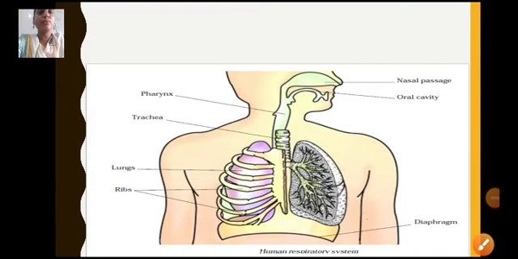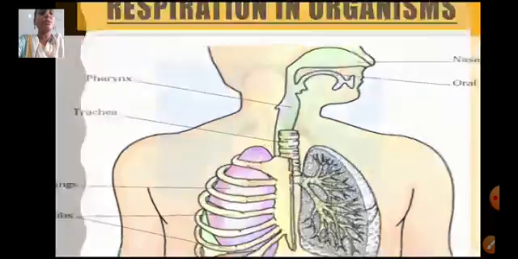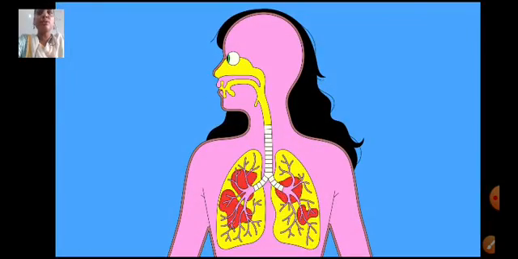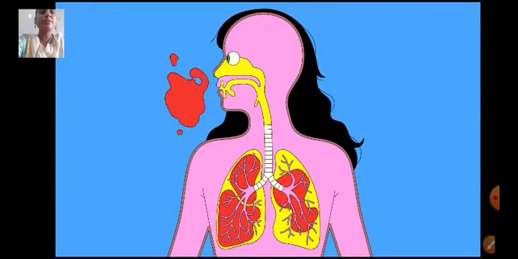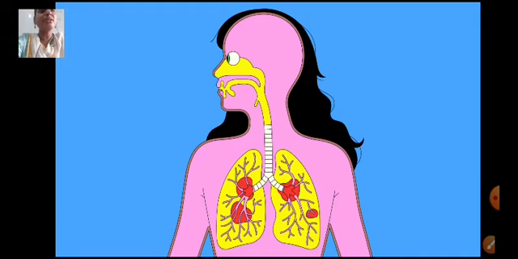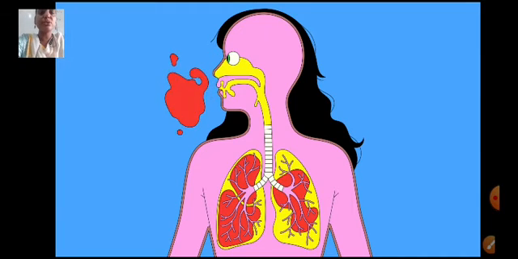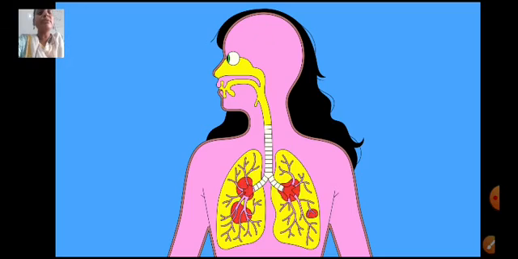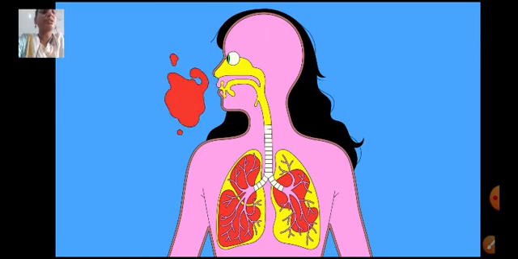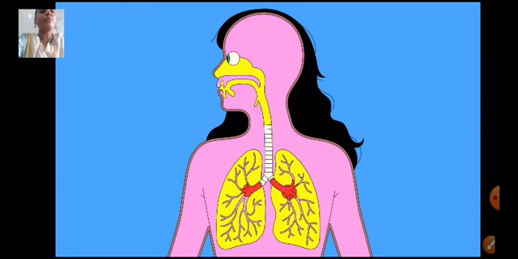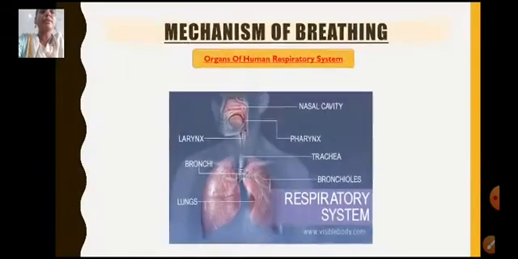Students, in this video, we are going to study the respiratory system in detail. As we know, this is chapter 9 of your textbook, Respiration in Organisms. We'll be studying the different parts of the respiratory system, and we will be discussing external respiration, that is, the intake of oxygen and release of carbon dioxide.